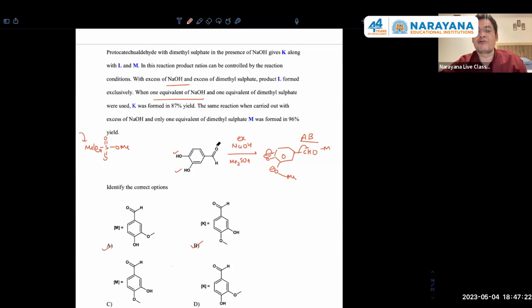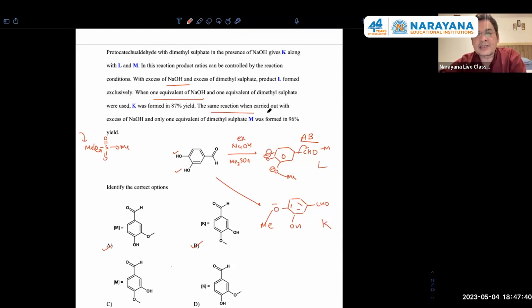Next is 1 equivalent NaOH. Then only the best acidic H will move out, that is the para position. In this case, that remains as it is. Now, if you attack on Me2SO4, you will get this compound with 1 equivalent. So this compound should be K, and with excess, this should be L.